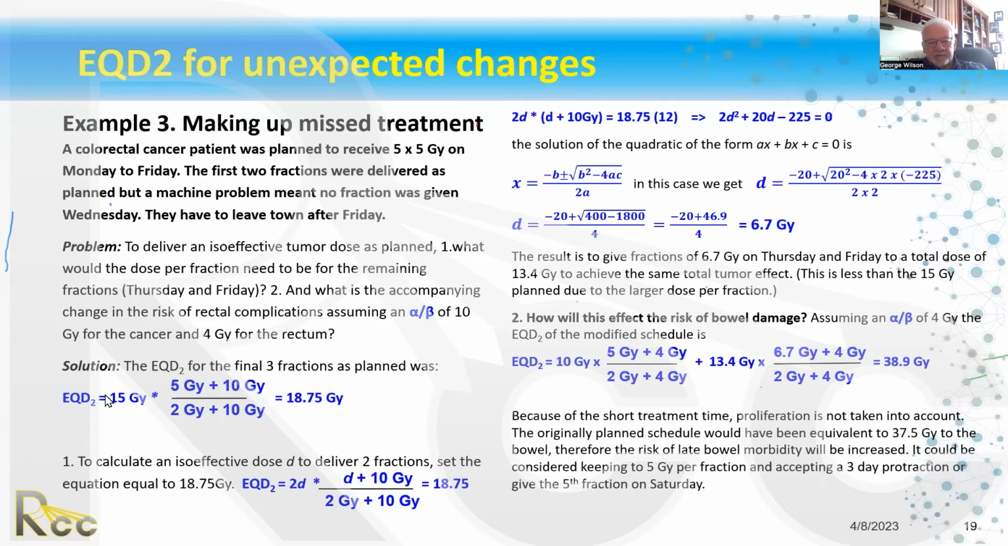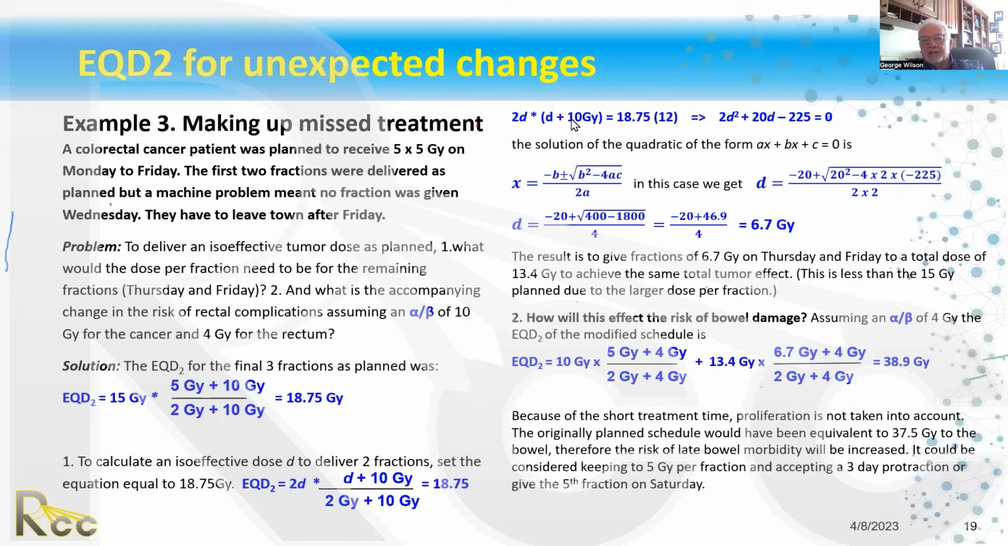Total dose, we will give 15 gray. This is the dose per fraction. This is calculating at 2 gray. And so we end up with the value of 18.75 gray would have been given in those 3 fractions. So now we've got to work out, if we're now going to give that 18.75 in 2 fractions, then what would be that dose per fraction, those final 2 fractions?